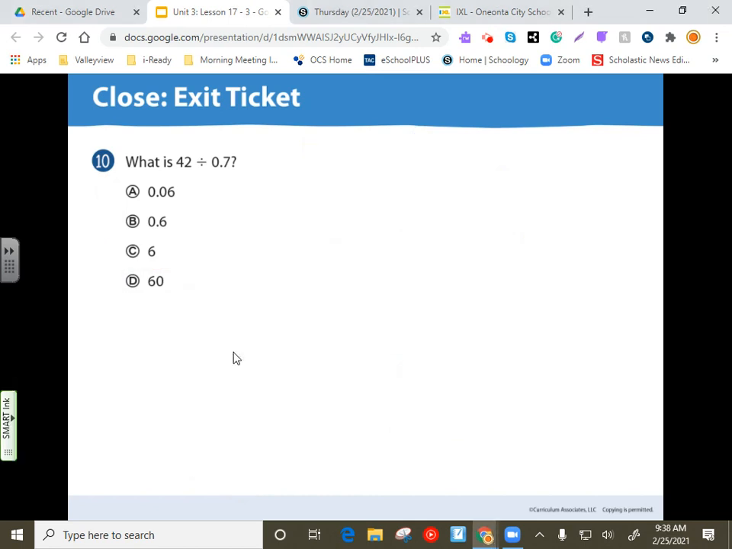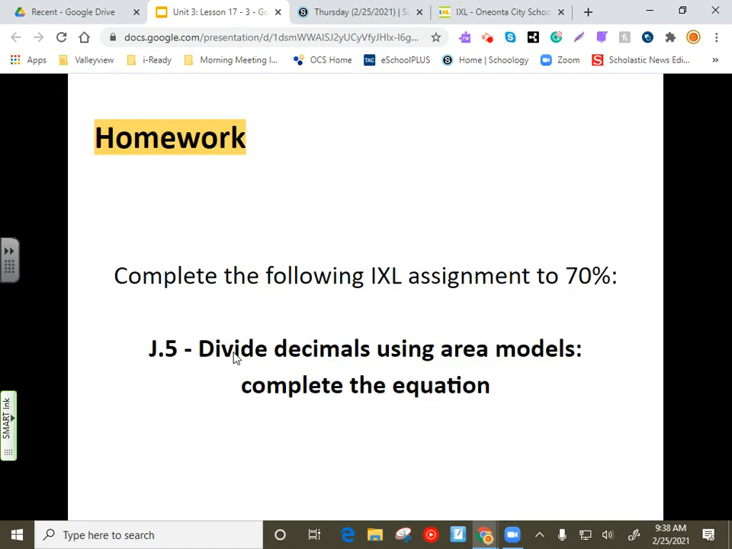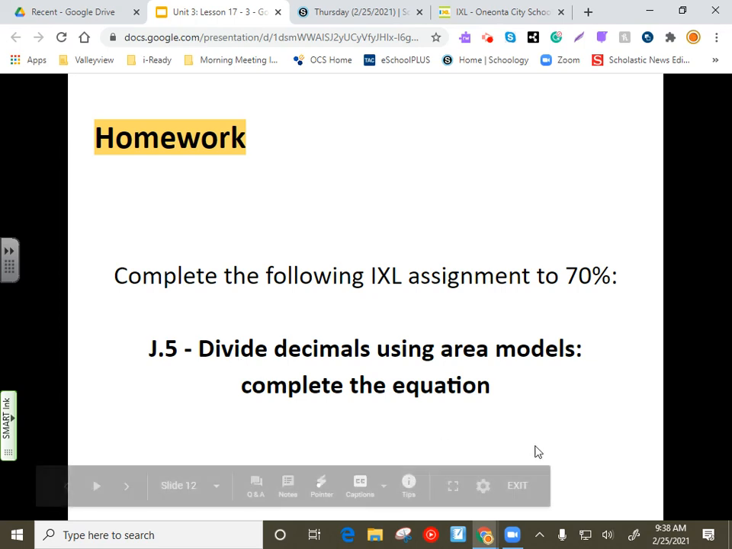All right, your homework for today. It's going to be J5, divide decimals using area models and complete the equation. This is another one where the answers are all right there in front of you. You just have to figure out and decipher the models and what numbers are being used for what. Ask me if you have any questions, and I'd be glad to help.